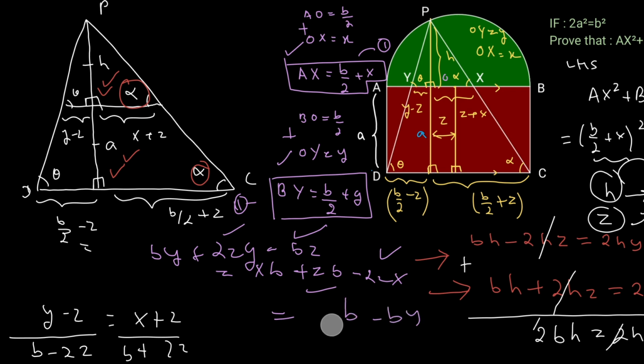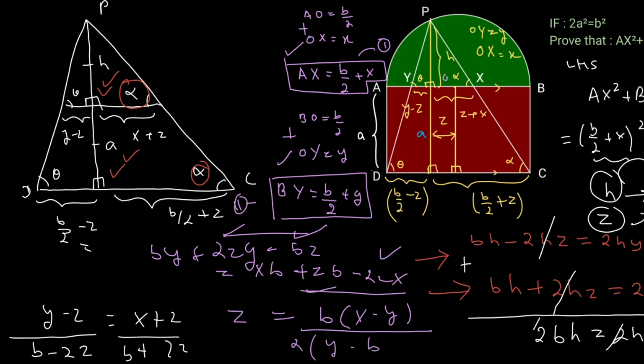I can take b common. So inside the bracket I will have x minus y, and this thing divided by. Now if I take these two terms together and move these two terms to the other side and take z common, what remains in the denominator is taken common, and inside the bracket we can write y minus b plus x. Now we can take the negative sign common from the numerator and denominator and cancel them out. So at the end we will get b multiplied with y minus x divided by 2 times b minus x plus y. So b minus x plus y, this is the value of z.